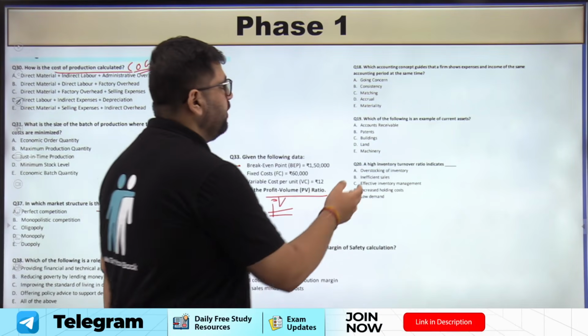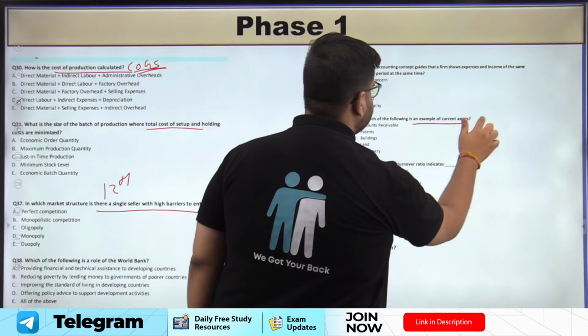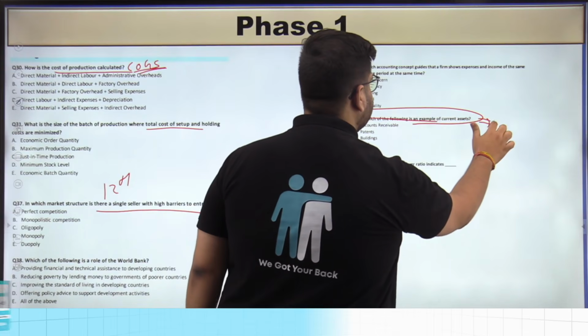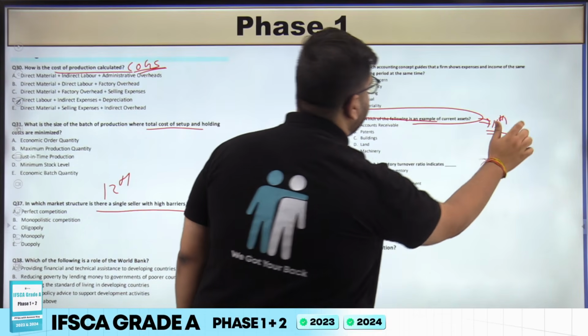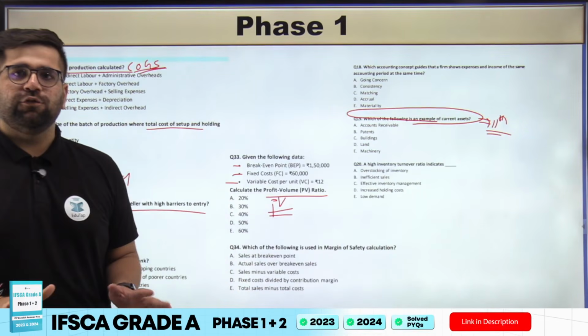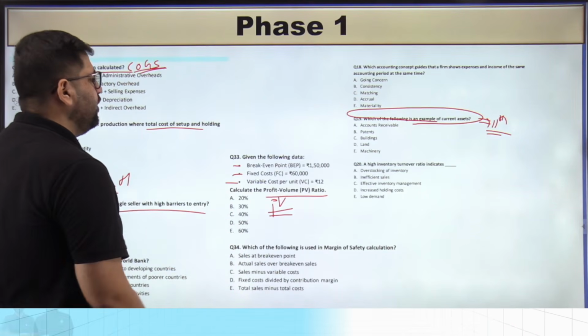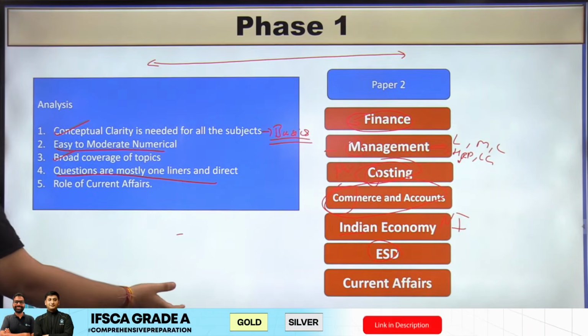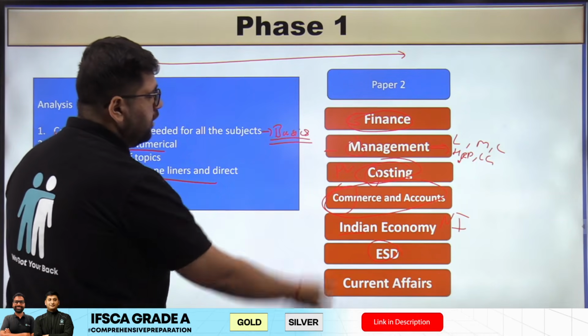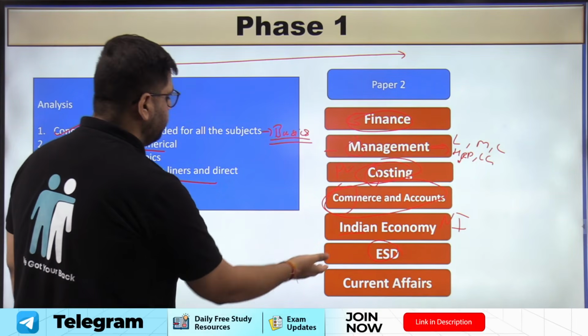Then you have questions like which of the following is an example of current asset? This question can be answered by even an 11th class student. So these are basic questions. These are not tough. मैं तो basic से भी नीचे लेके जाऊंगा. These are like foundational questions which I think you can answer once you cover the components of different, I would say, phase 1 paper 2.